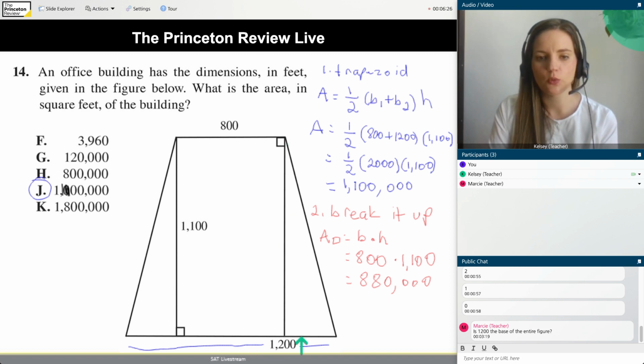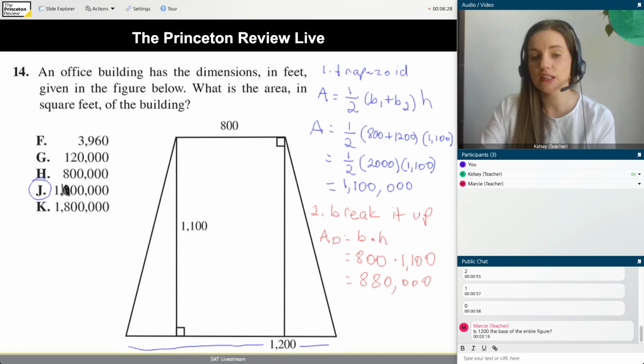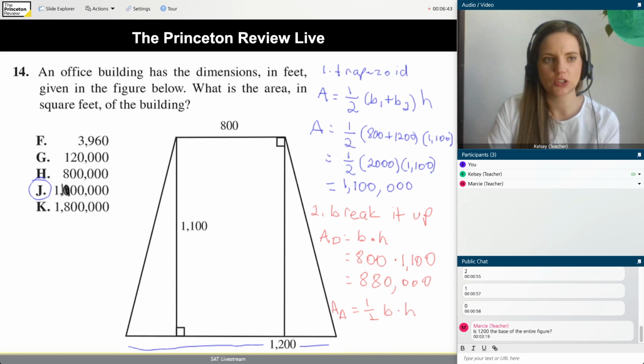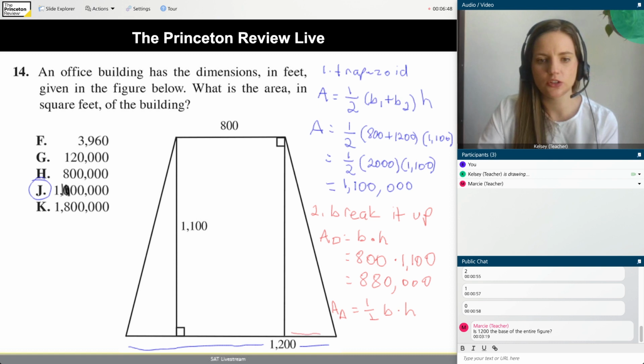So let's remember what our formula is for the area of a triangle. Again, something we need to have memorized, but something that might be a little bit easier to pull out than the area of a trapezoid. The area of a triangle we know is going to be equal to 1/2 base times height. So let's just look at this triangle on the right here. We know that the height is going to be 1,100, but how do we calculate what this base is? Well, we've got the right pieces, we just have to put them together. If this whole thing on the bottom is 1,200 and this piece here is just 800, we can figure out what the other legs are.